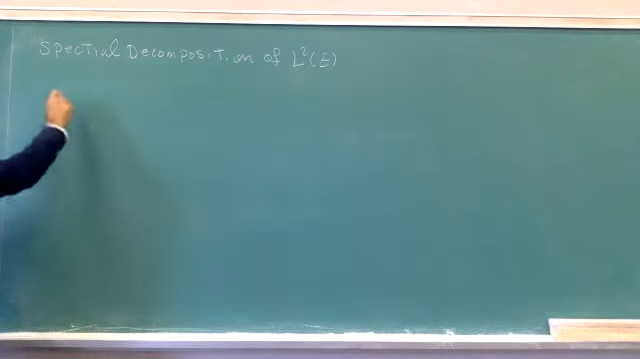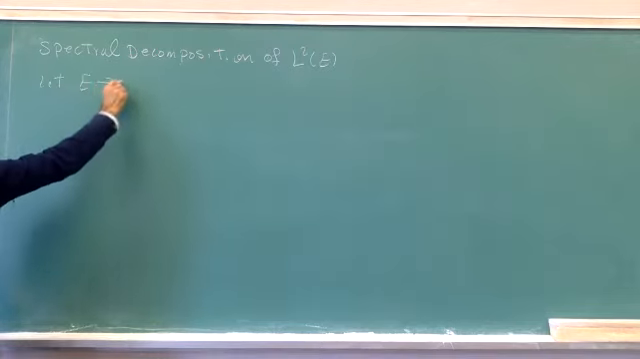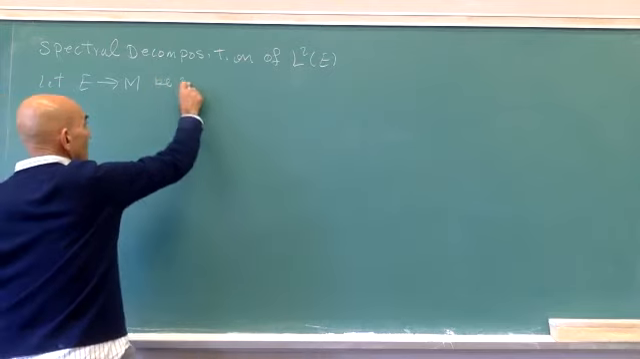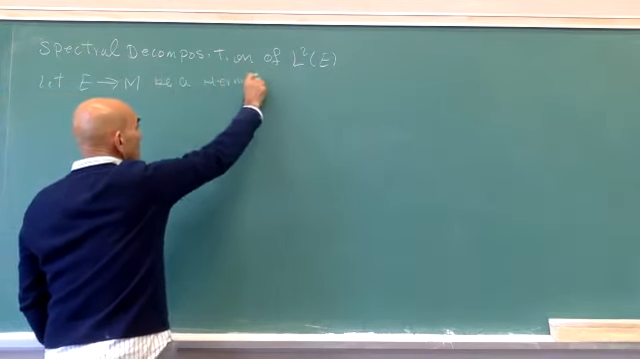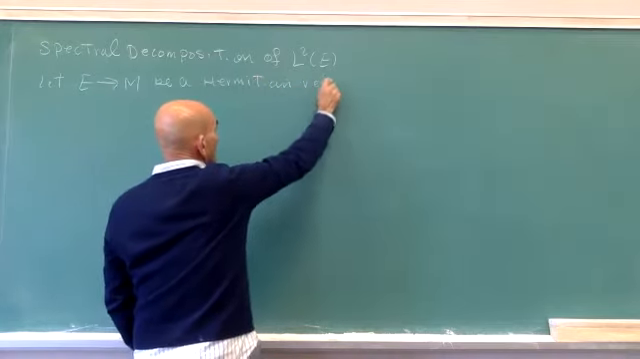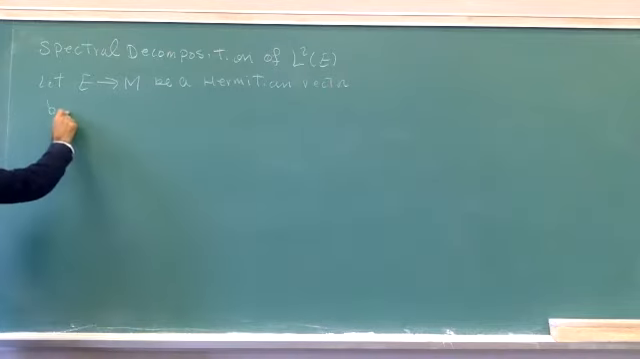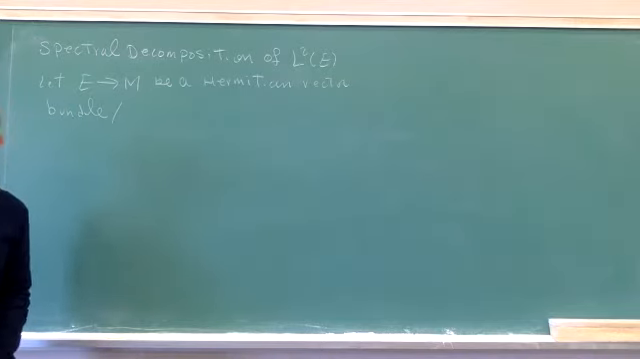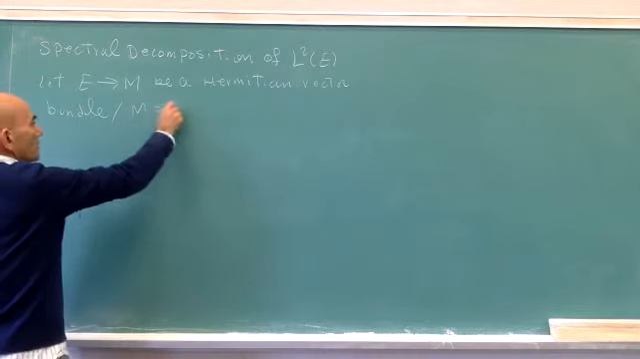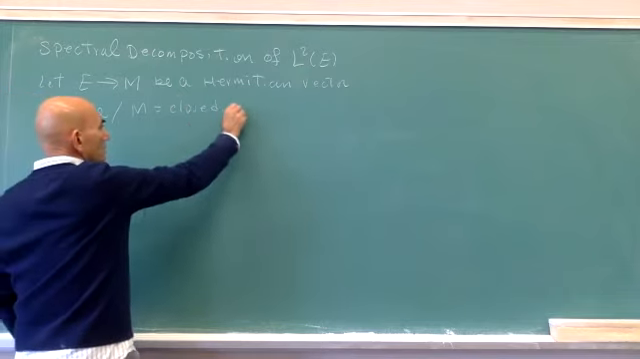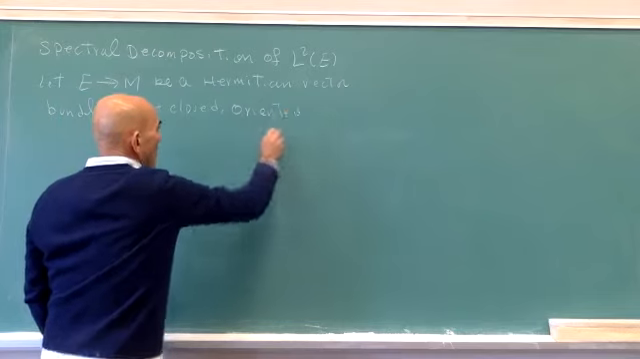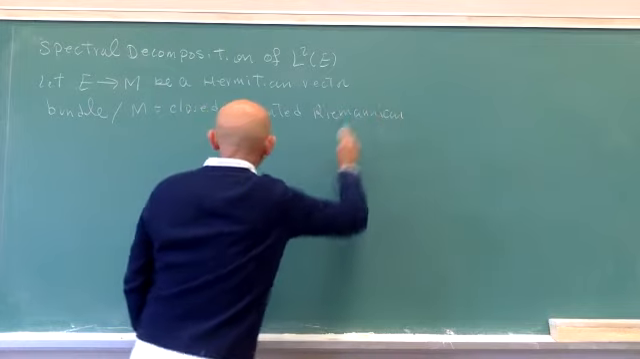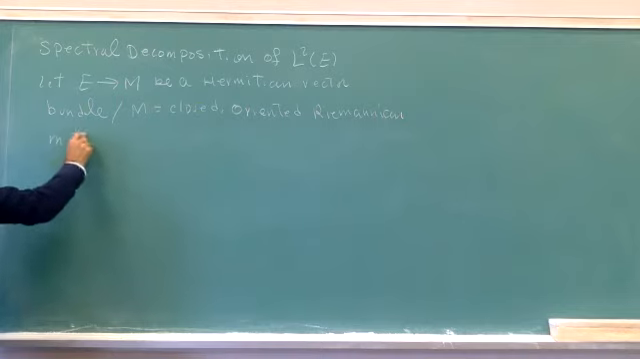Okay, so now let's assume that E over M is a Hermitian vector bundle over this M, which is a closed oriented Riemannian manifold. Okay, that's the setting.